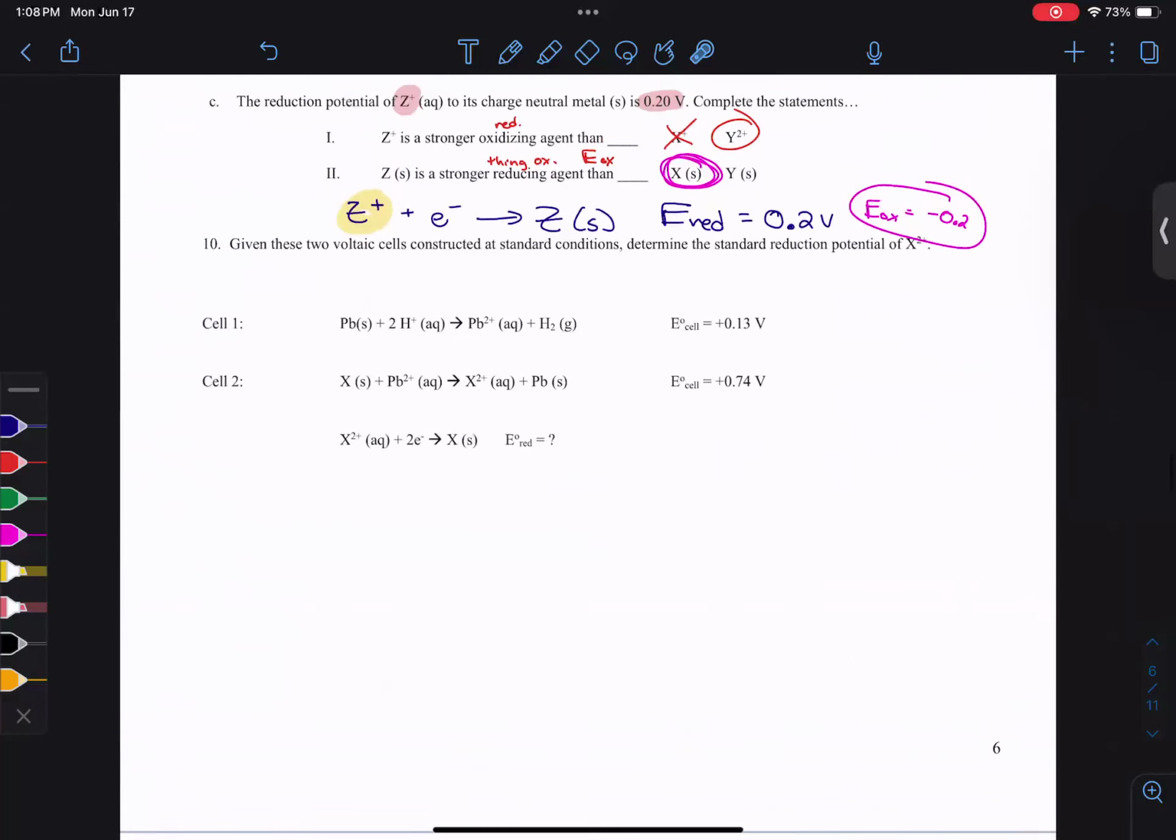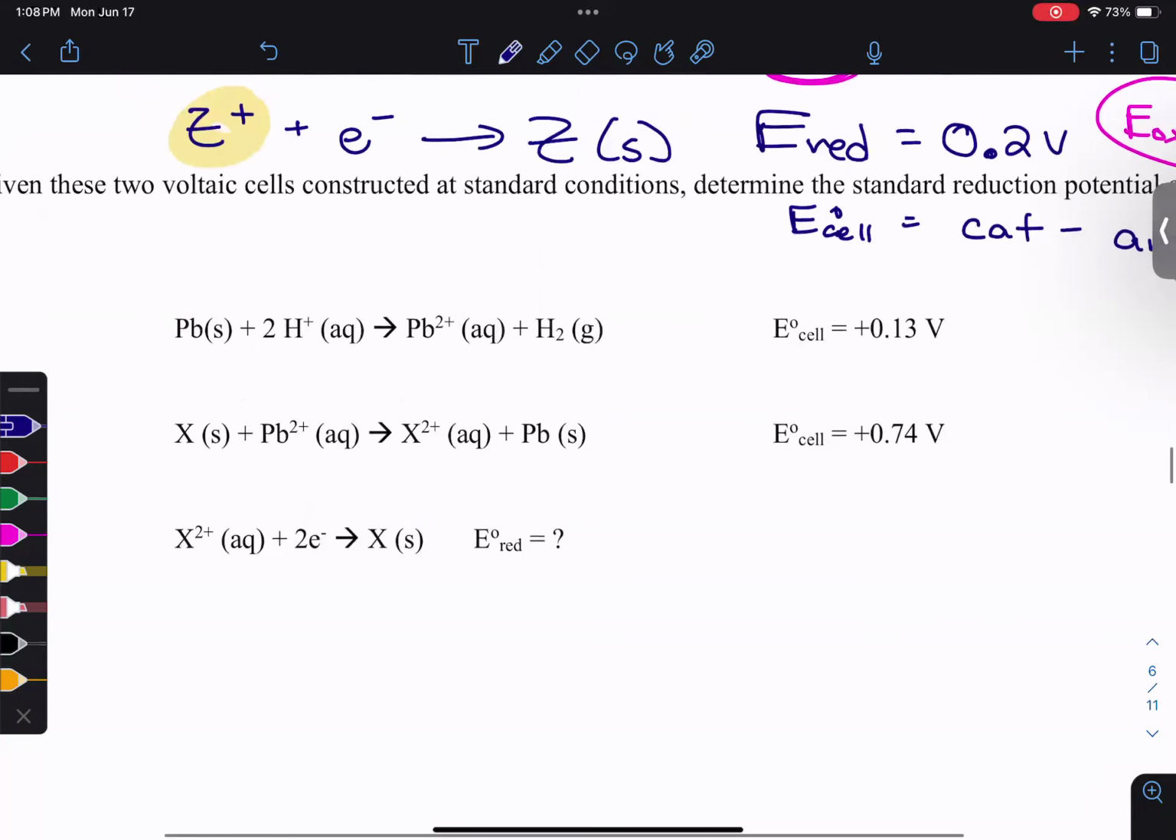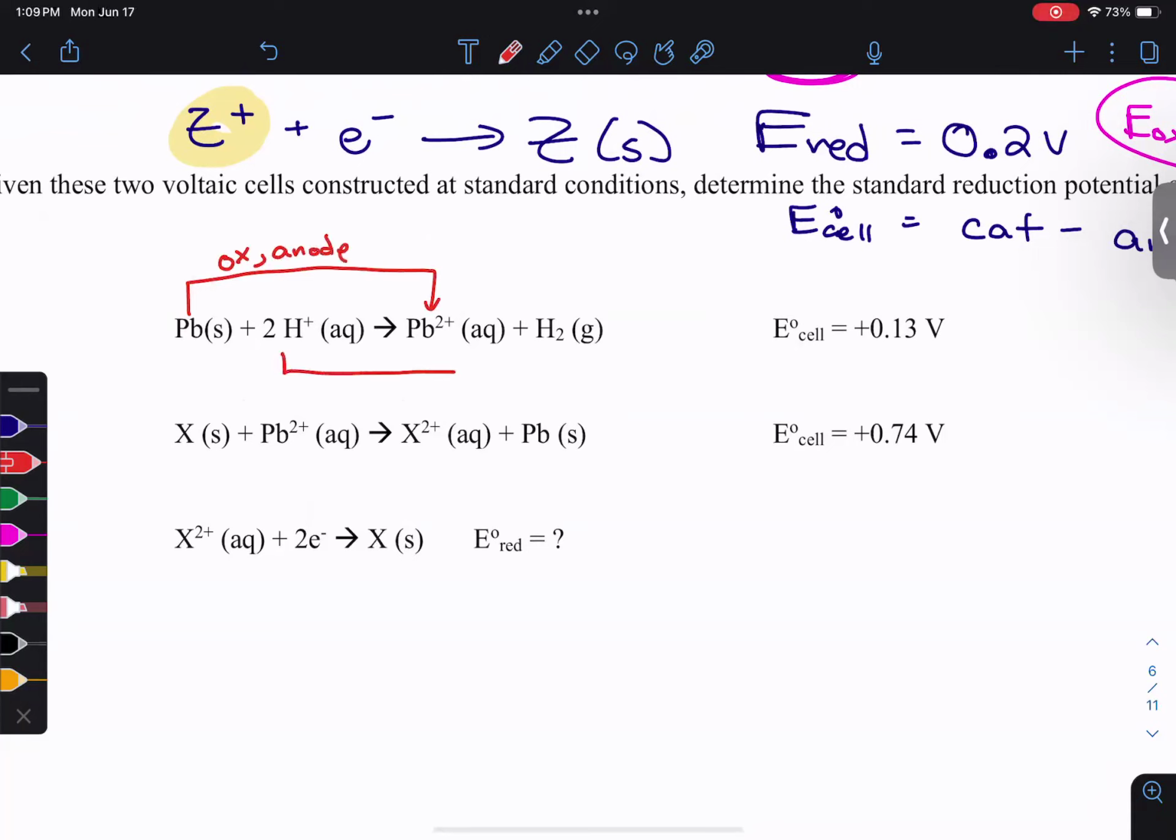Okay, let's keep going. Given these two voltaic cells, determine the standard reduction potential of X. So I give you two cells. Really what we're doing here is using E cell equals cathode minus anode. We just have to be really careful of what is our cathode and what is our anode. So if we look at these equations, lead is being what? Oxidized. So it is the anode. H plus, therefore, is the cathode, but we can check for sure. It's going from +1 to 0, so yes, it is in fact being reduced. So it is our cathode.